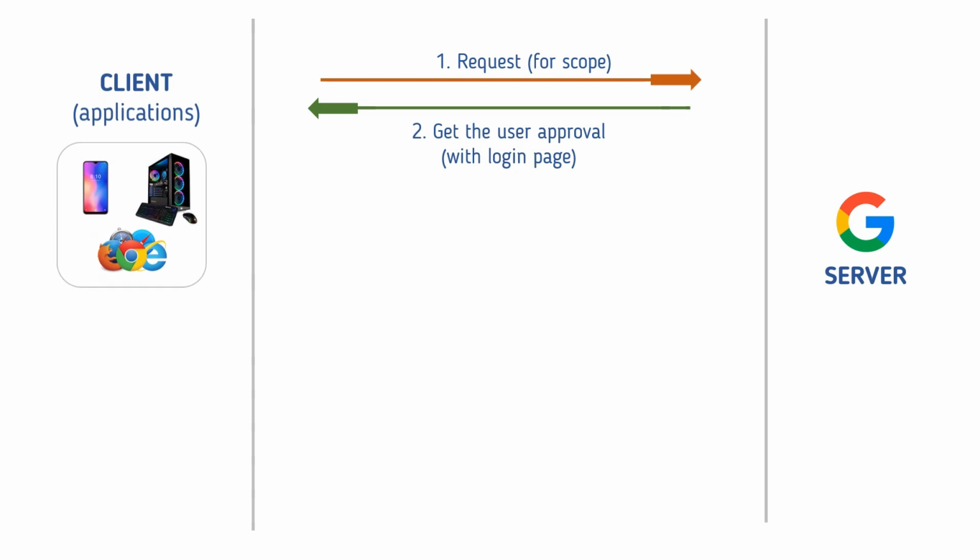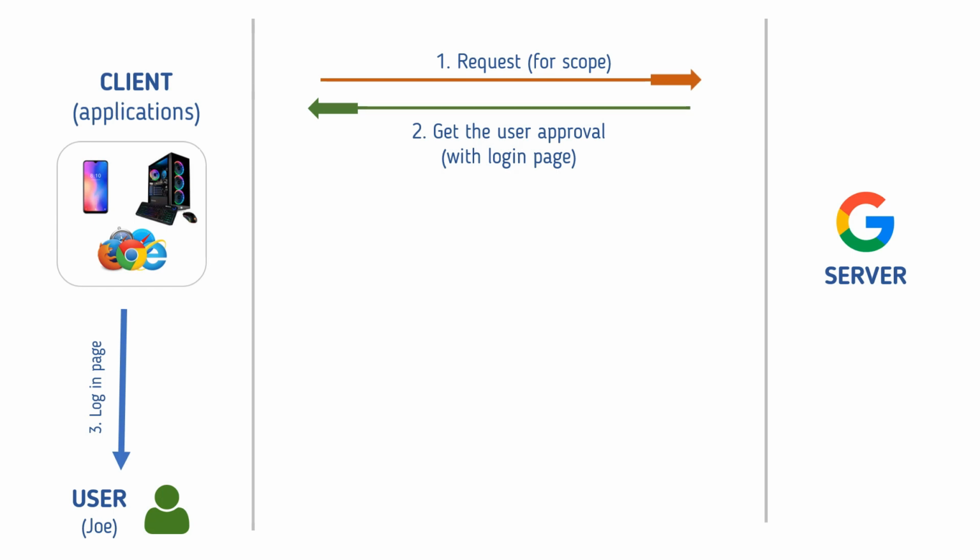Now let us introduce the user. Let's call him Joe. The client will go to the user Joe and say, okay, Joe, you tell me that you have an account with the Google server. He has sent me this login page. Why don't you prove yourself? Just enter your user credentials and approve it. That's the third step.